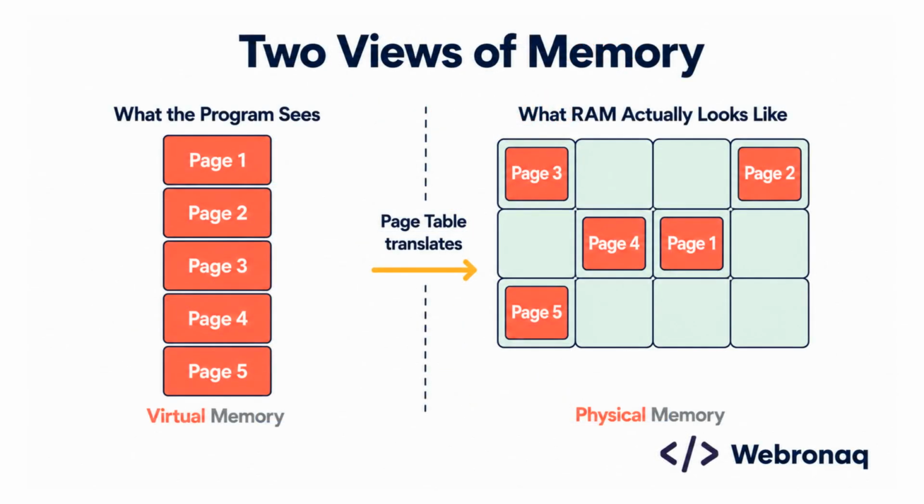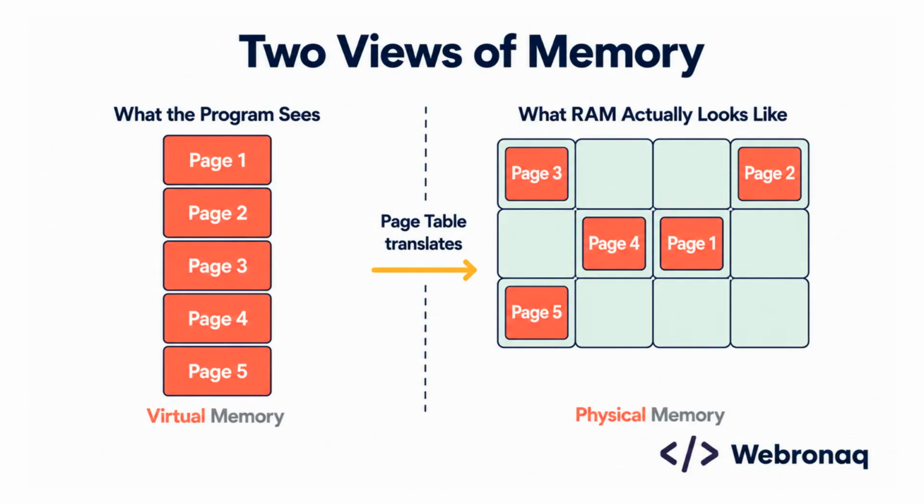So now you can see something really elegant. There are basically two views of memory. The program sees a clean, ordered, continuous stretch of memory. Page 1, page 2, page 3, all lined up neatly. This is called virtual memory. It's the illusion the operating system gives every program, so the programmer doesn't have to worry about what's really going on underneath.